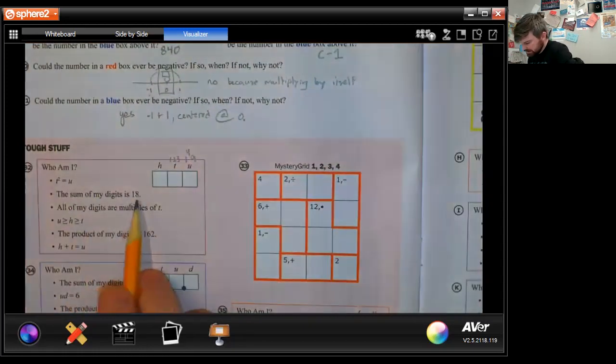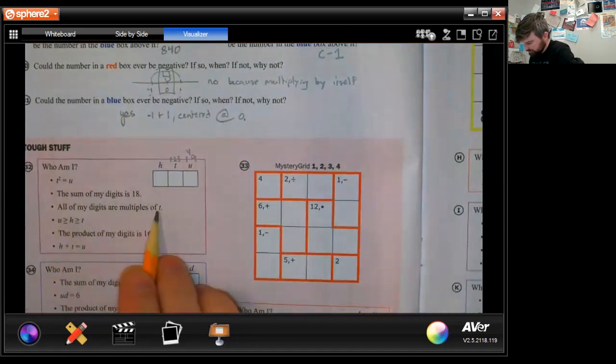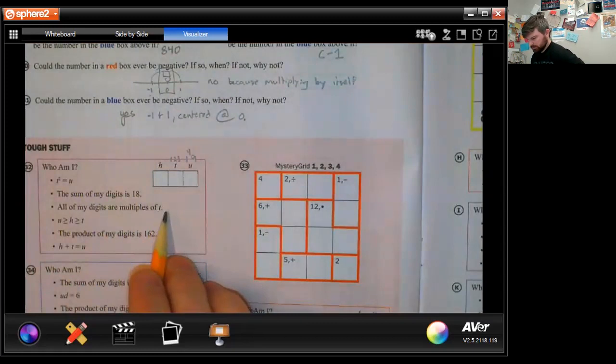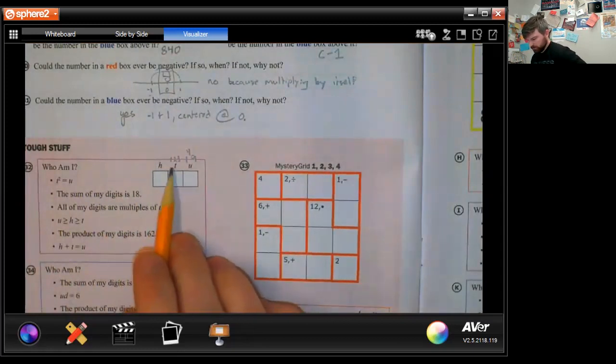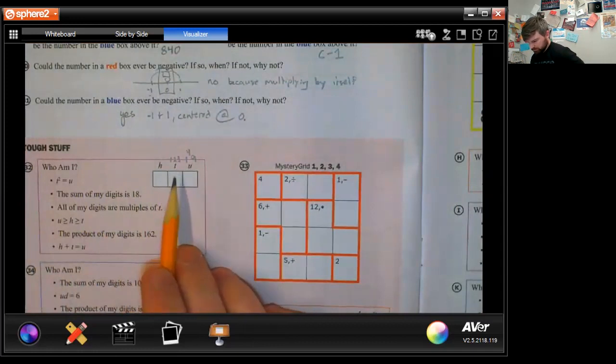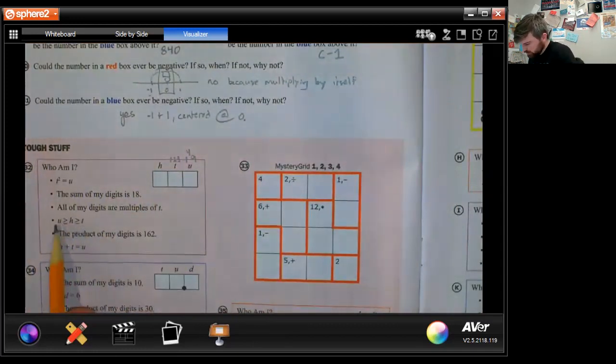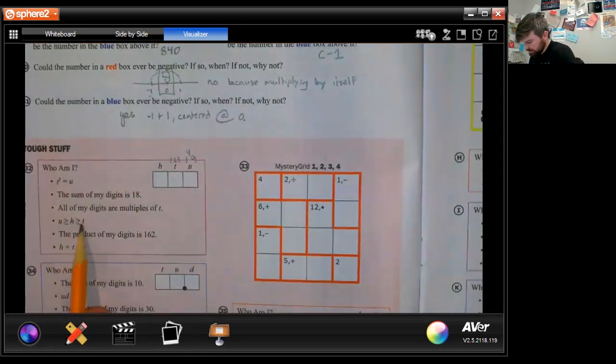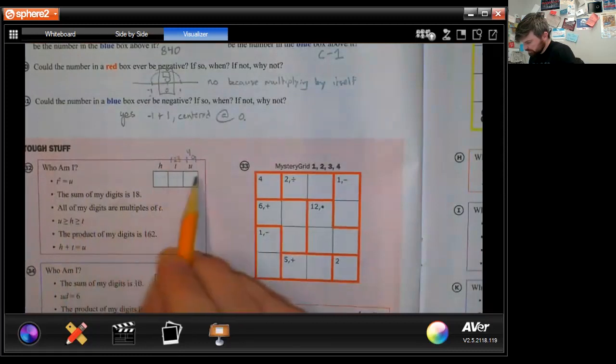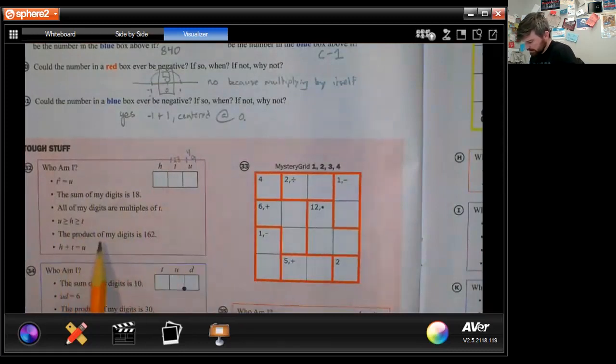Okay, the sum of my digits is 18. So if I add all these up, I get 18. All of my digits are multiples of T. Okay, which so far they are multiples of 1 or multiples of 2 or multiples of 3. U is bigger than H is bigger than T. So small, medium, large. The product of my digits is 162, and H plus T equals U. Okay, so lots to think about here.